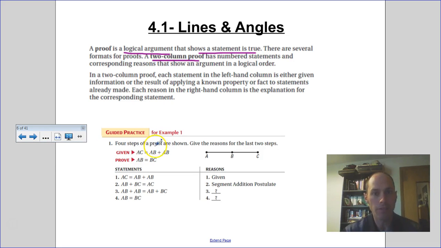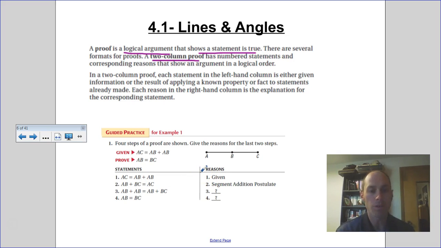The two-column proof, the left-hand column, is either given information or the result of applying a known property or fact to statements that have already been made. So they flow in order logically, and they're just numbered in the way that whoever's designing the proof writes them down. They can be written in different orders as long as it flows logically. And then on the right-hand column, we have reasons that correspond to each statement. So how do I know I can state that? Here's the reason to back it up.